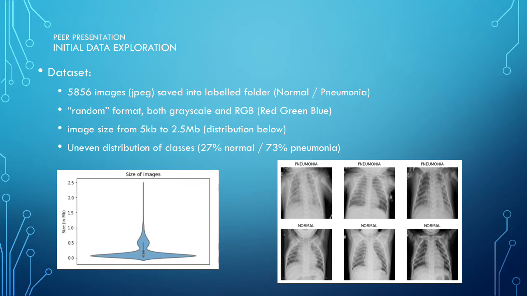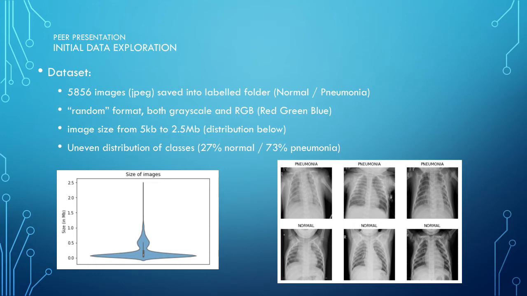Now let's dig into more details of the different steps of the project. During the initial data exploration, I found out that the unzipped file consisted of JPEG images split into a normal and pneumonia folder, which will be what we use as label, 0 being normal and 1 for pneumonia. The images had random format, both grayscale and RGB, red, green, and blue.